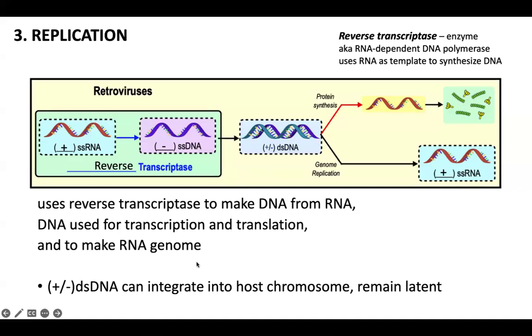But what also is important about these retroviruses is when they make the DNA, they're not always going to make a bunch of copies of themselves. They may make double-stranded DNA, and then that can become integrated into the host genome and remain latent within the host genome.